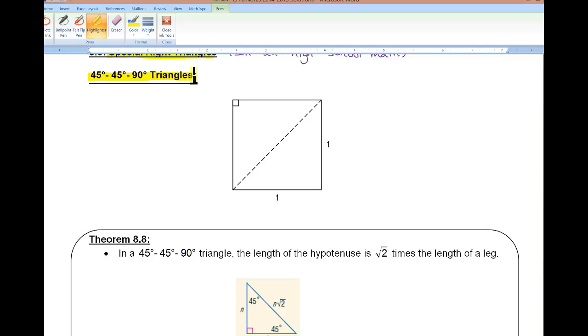Now I want to talk about where a 45, 45, 90 triangle comes from. It comes from a square. If you take a square and cut it in half diagonally, what do we know about the diagonals? A square is a special type of rhombus, so the diagonal bisects the angles. If these start out as a 90-degree angle, then this has to be 45, and this has to be 45.